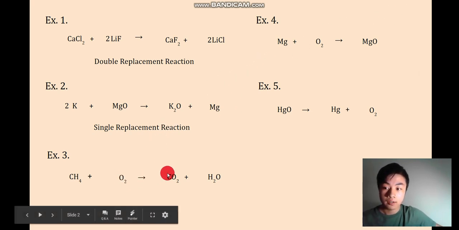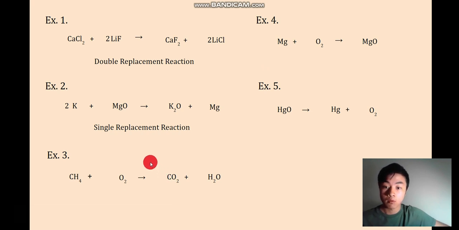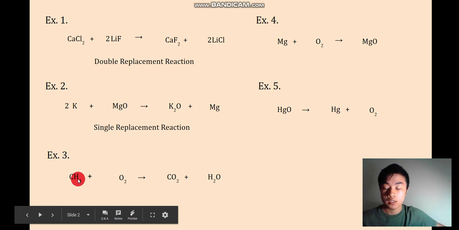Next, the first thing for example 3 that sticks out to me the most is I notice how there are 4 hydrogens on the left side, and to balance that out, I'm going to put a 2 in front of the H2O, because then there would be 4 hydrogens total on the right side of the equation as well. And so now all I gotta do is balance out my oxygens. So now I have 2 oxygens plus 2 oxygens over here, which is 4 oxygens total on the right side. And to balance that out, I'm going to put a 2 in front of the O2 over here on the left side to make 4 oxygens total.